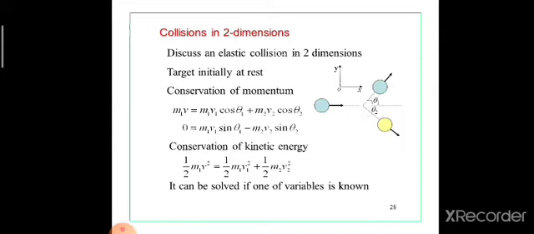And according to the conservation of kinetic energy, half m1 v square is equivalent to half m1 v1 square plus half m2 v2 square. It can be solved only if one of the variables is known.